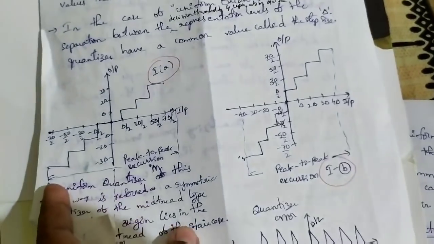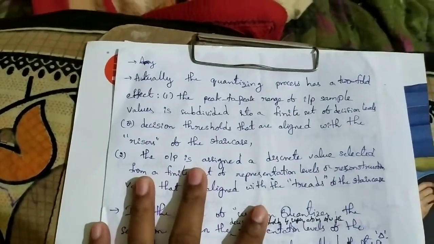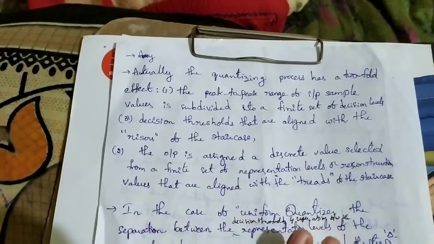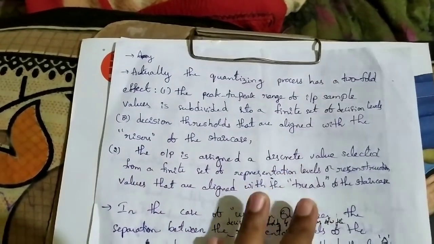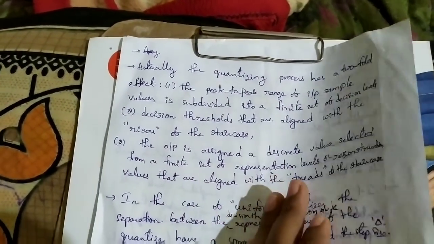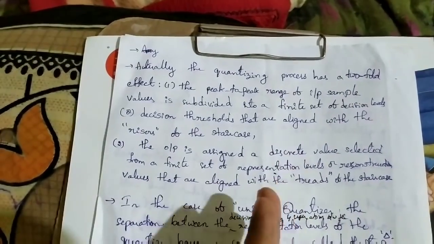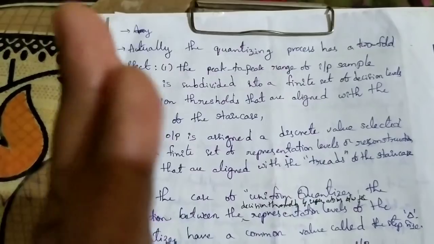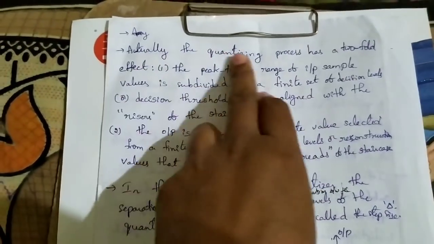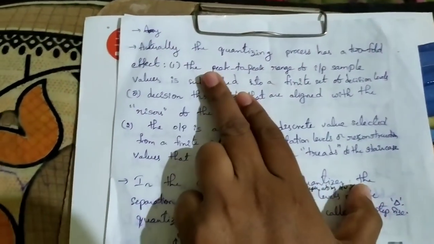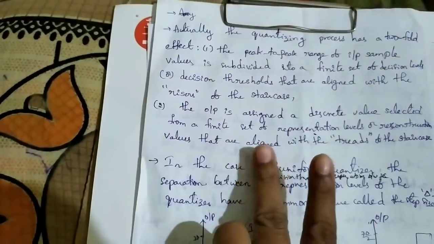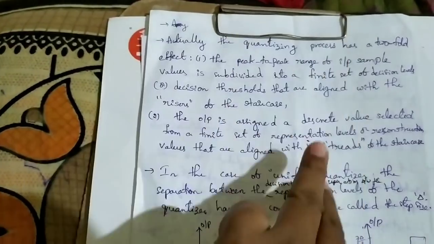So actually the quantizing process has a twofold effect. Up to now you came to know what quantizing is, but coming to the PCM system we will discuss in depth what is happening in the quantizing. Every quantizing process in this system will have a twofold effect. What is meant by twofold effects?